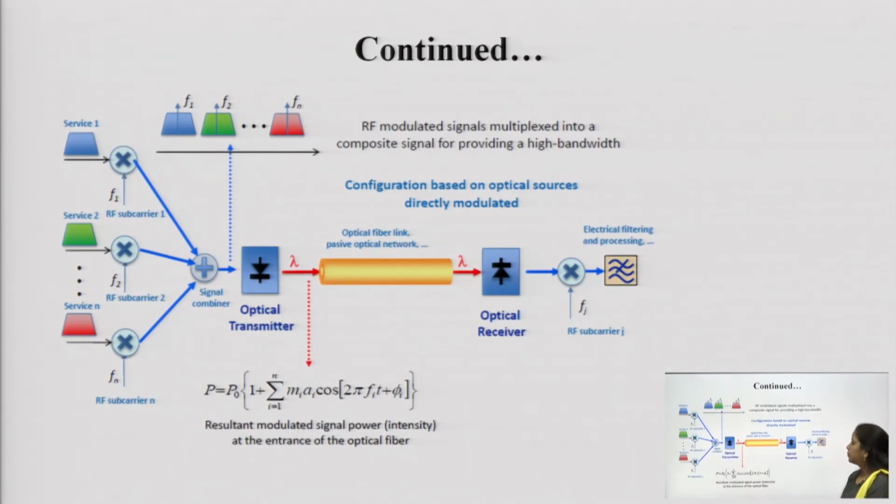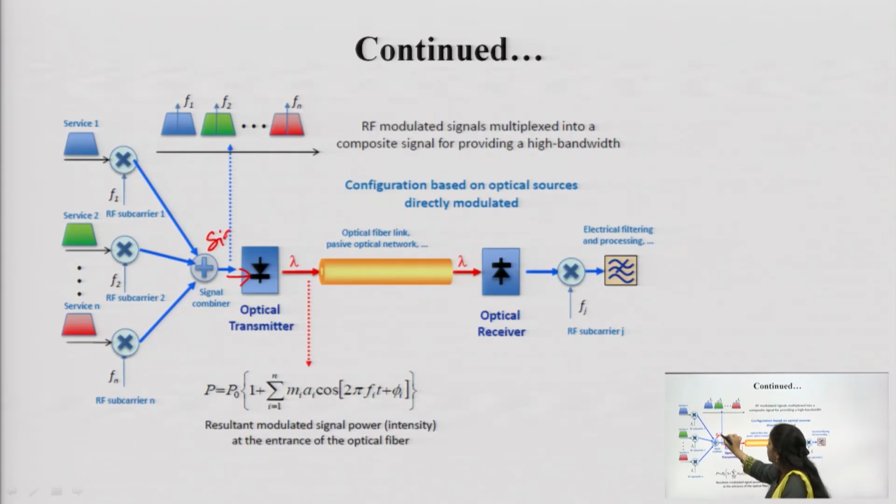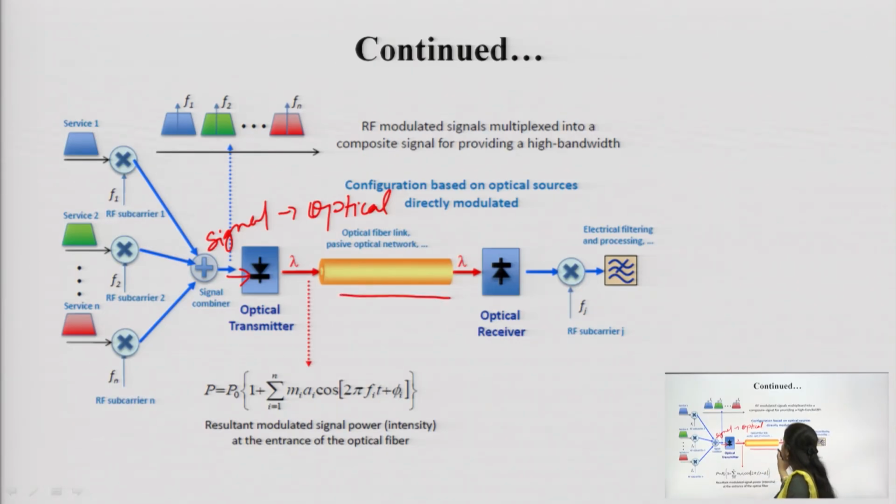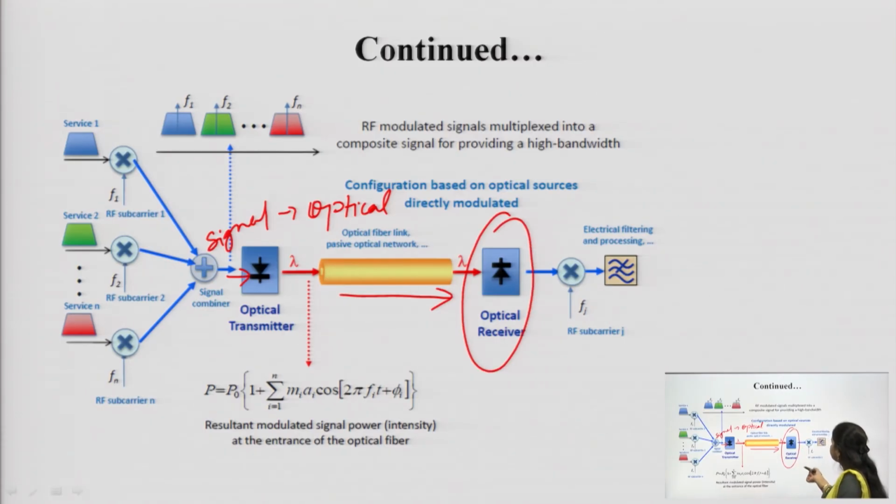So now how is it done? There are different types of services, service 1 to service N, and the carrier here is the RF carrier. They are combined here, and then it is given to the optical transmitter, which will convert this electrical signal into an optical one, and when it is converted into the optical, it is transmitted to the fiber, and at the receiver section it is received, and again it goes through the different filtering and processing techniques.